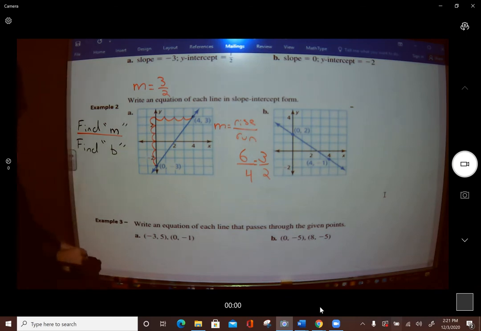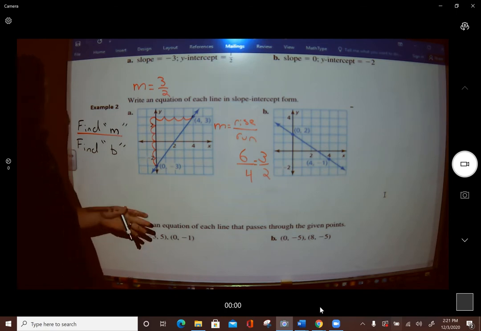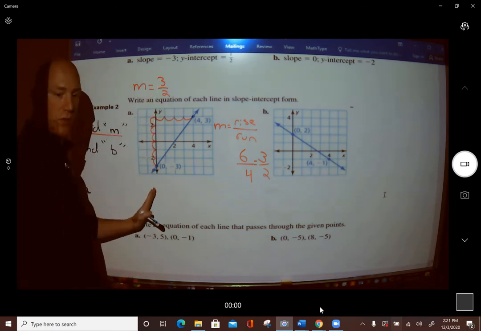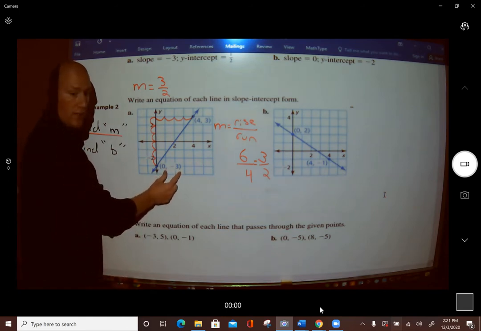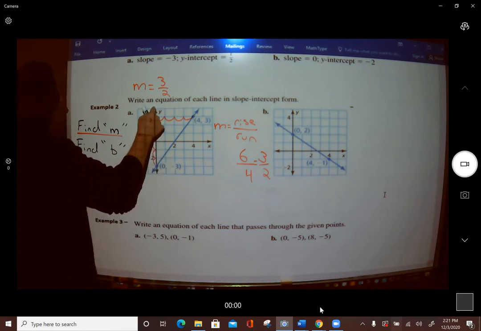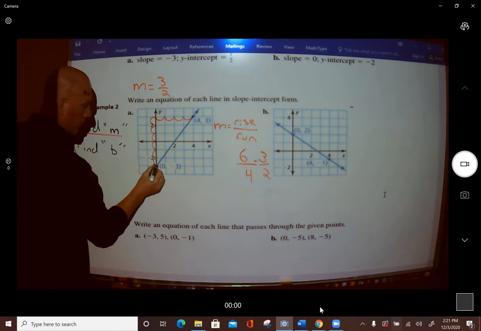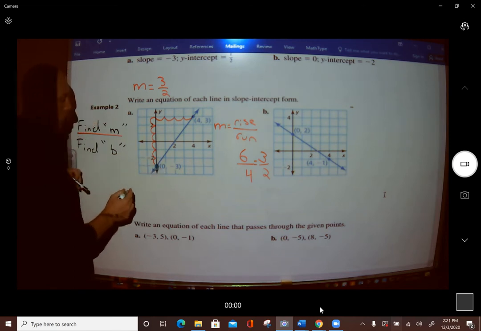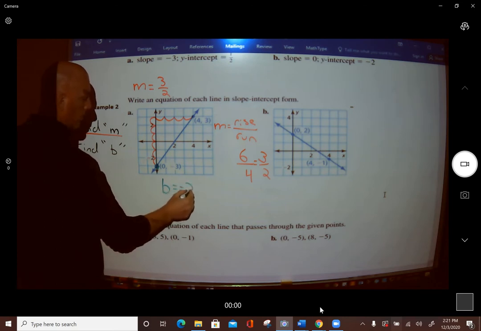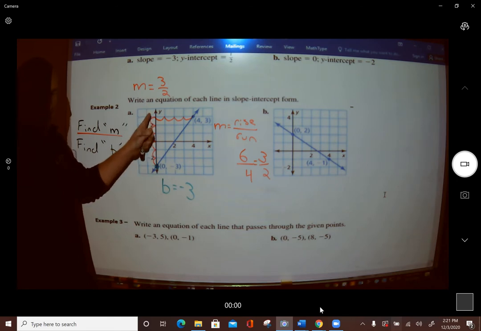Now I just need to find my b. I'm going to find b in green. We have to remember, the y-intercept is wherever x equals 0, or you can think of where my line crosses the y-axis. This point, 0, -3, tells me. So when I look, here's my y-axis, here's my line, I cross it right here. So my b value is going to be -3. It's the value where you cross the y-axis.